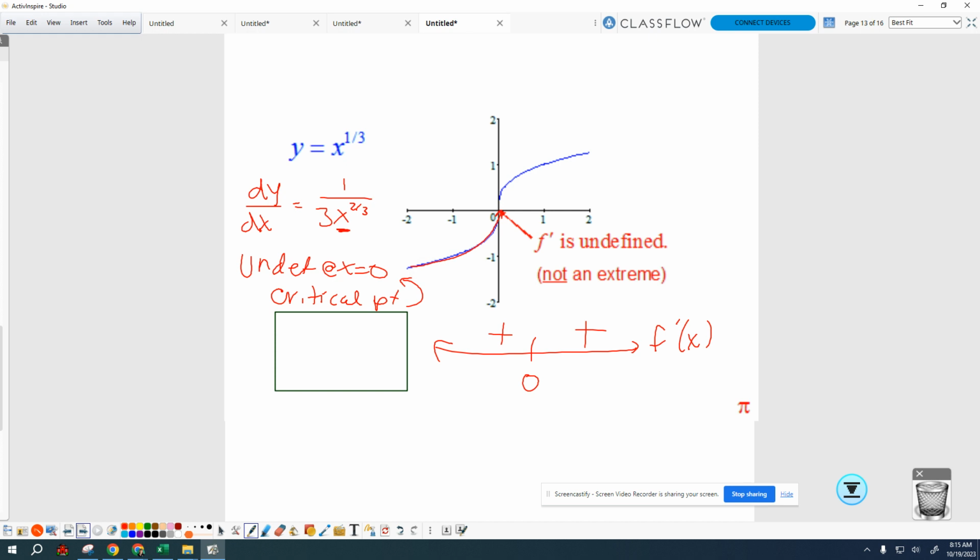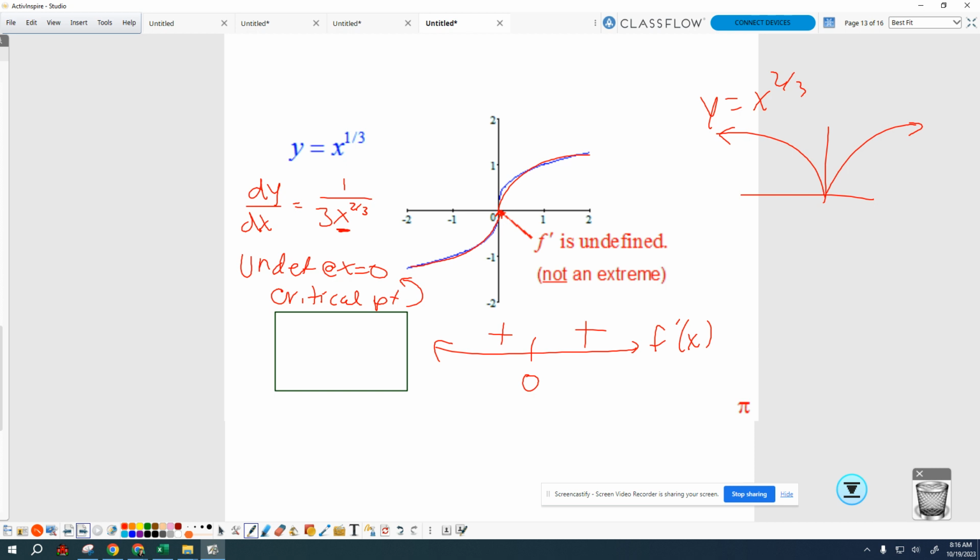It went from being concave up to concave down. It's still a critical point. Where's a situation where an undefined point would be an extrema? Why are they still considered critical points if they can't flip when it's a cusp? And right there, that is an absolute minimum.